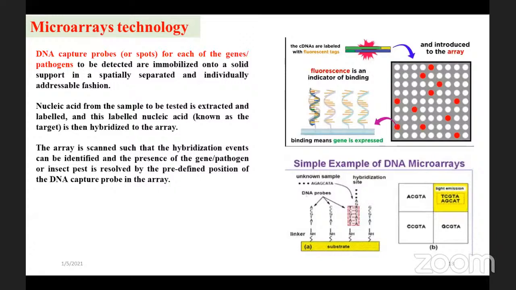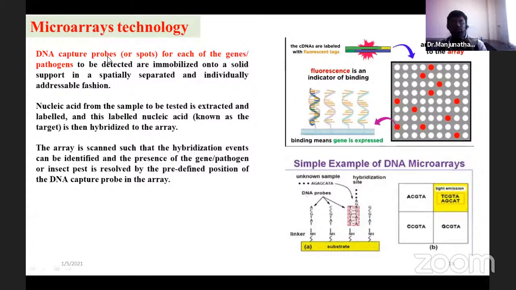As I mentioned, the microarray technology. Array means lines, spotted dots arranged in lines. Each spot contains a specific DNA nucleotide sequence that is specific for particular pathogens. So DNA capture probes for each of the genes or pathogens to be detected are immobilized on a solid support in a spatially separated and individually addressable fashion like this. The different genes or different DNA we arrange in different spots. So in this method, we can identify more than two pathogens or more than two genes at a time.